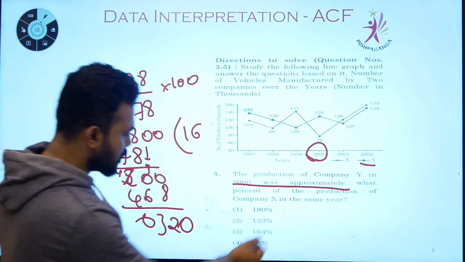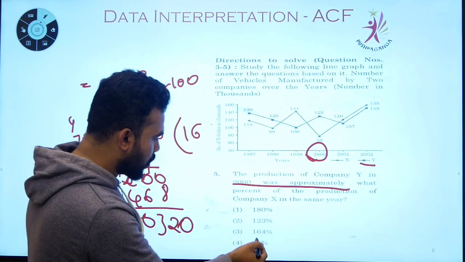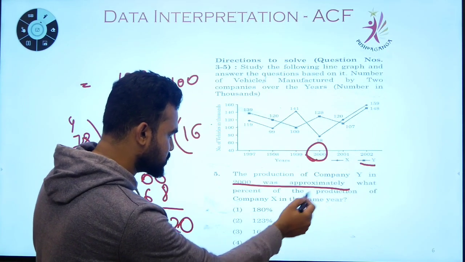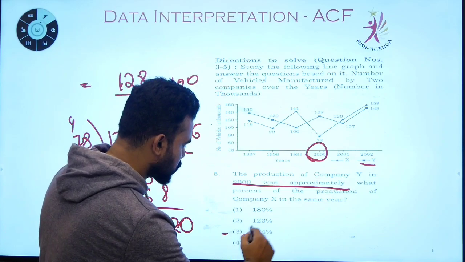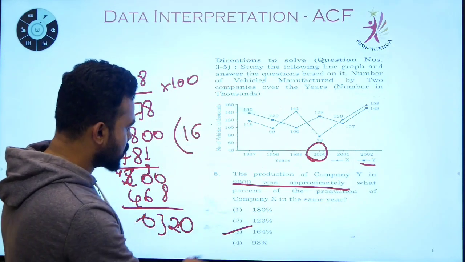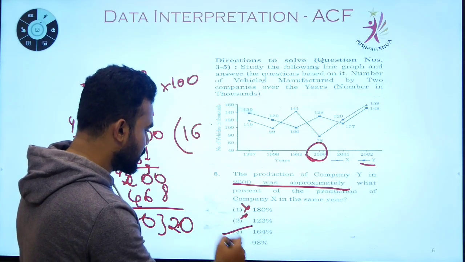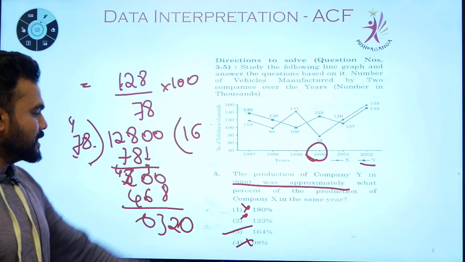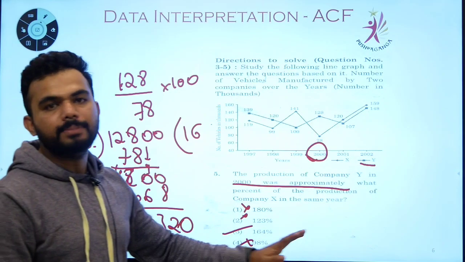So now 1 6, look at the options. You already got an answer, no need to solve further. Because he's asking about an approximate value, we go with the nearest answer. Here the 8 is there, so this is not possible, this is eliminated, and this is already eliminated. So the answer will be C, 164 percentage.